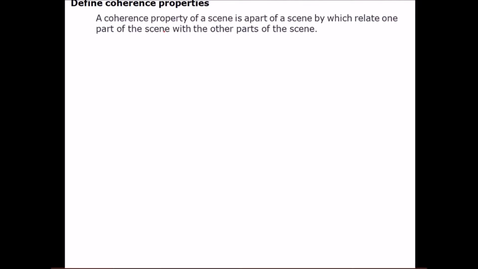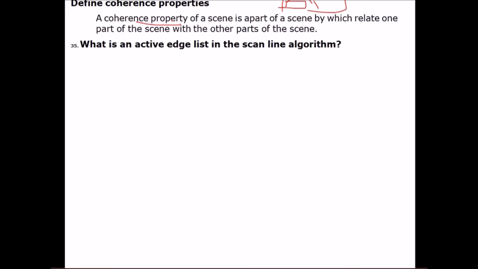Define coherence properties. A coherence property of a scene is a property by which you can relate one part of the scene with another part of the scene. So if one part of the scene is related or can be related to another part of the scene, then this is a coherence property.